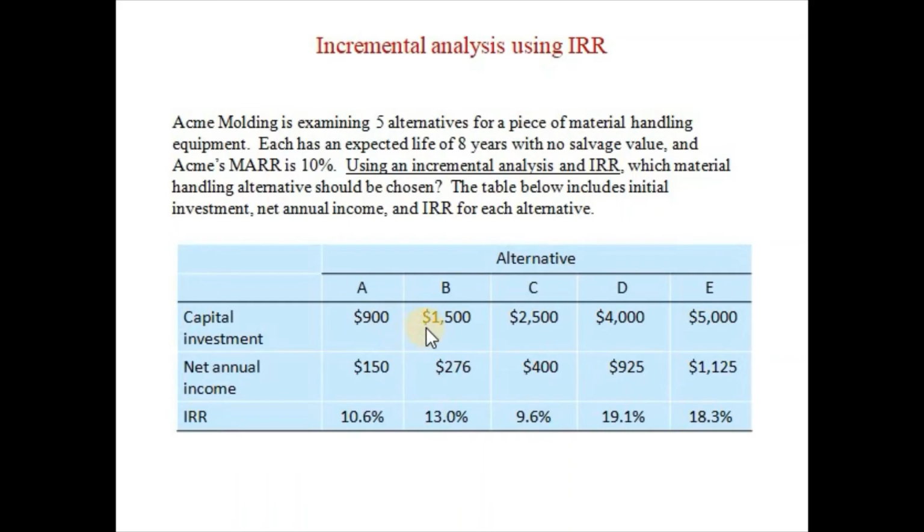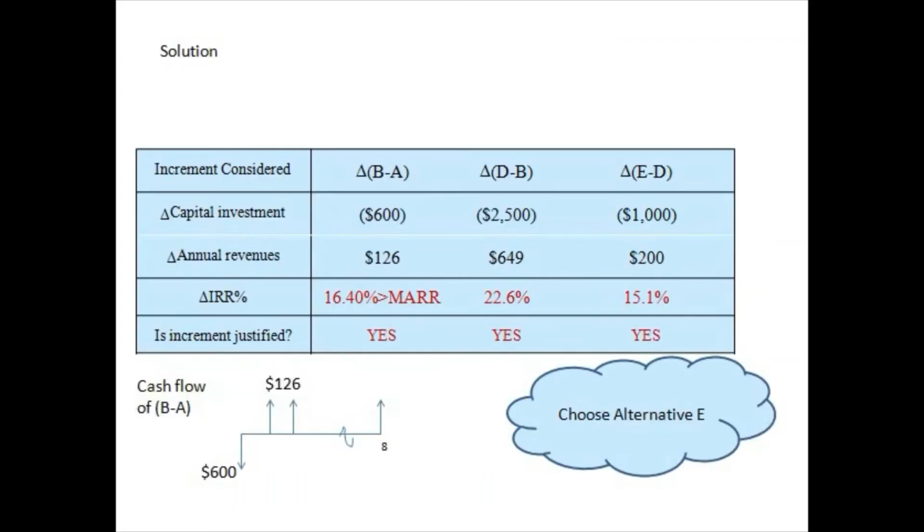B is the next one in order, so I'm gonna compare B to A. So I'm gonna use incremental analysis. This means that I'm gonna develop a new column related to B minus A. I'm gonna subtract these values, 1500 minus 900, this value minus this value. I'm gonna get a new column. So it's gonna look like this. This is the new column related to incremental analysis of B minus A.